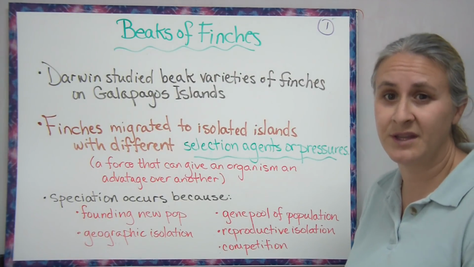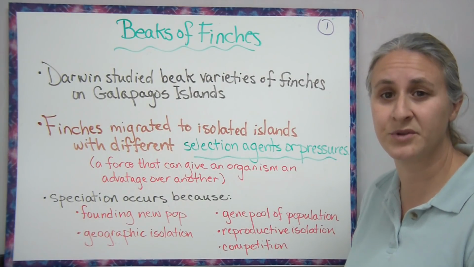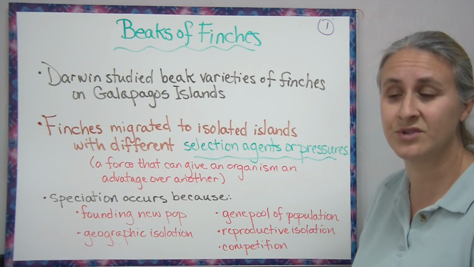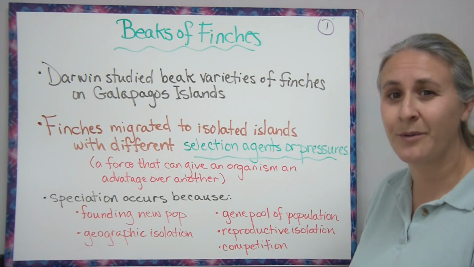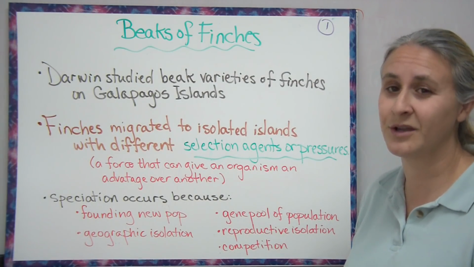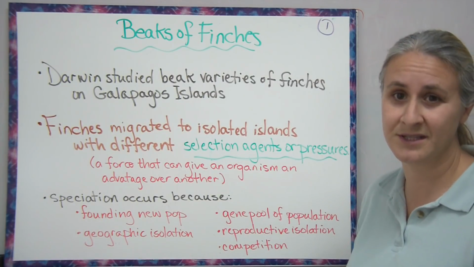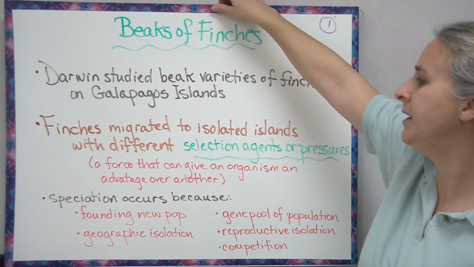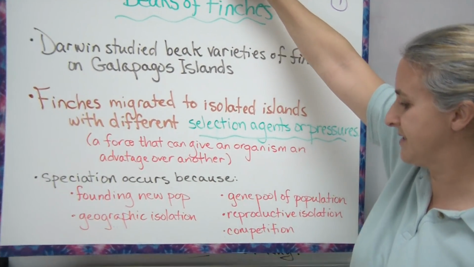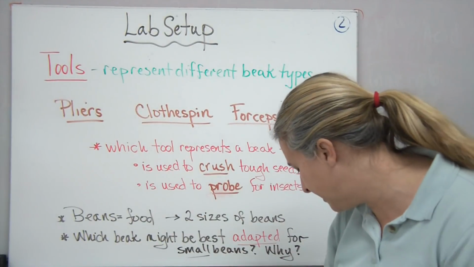Sometimes, eventually, they have reproductive isolation. These birds no longer can reproduce with each other due to structural and physical differences. The biggest one that we're going to talk about from this lab is competition. They're competing for various resources that can be limited: food, shelter, space, mates. So let's take a look at the lab itself and some of the specific information from the lab.